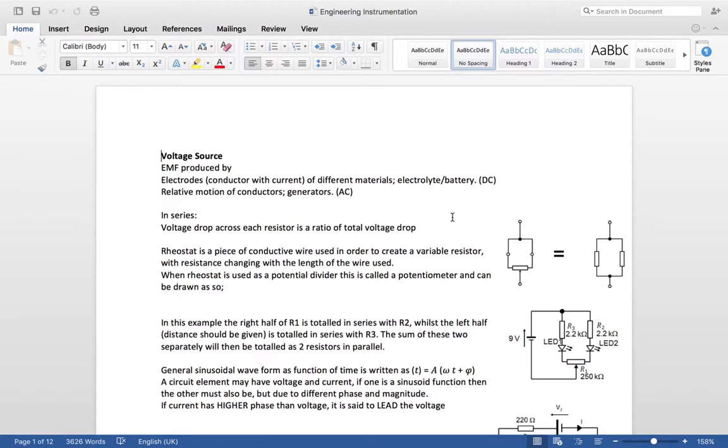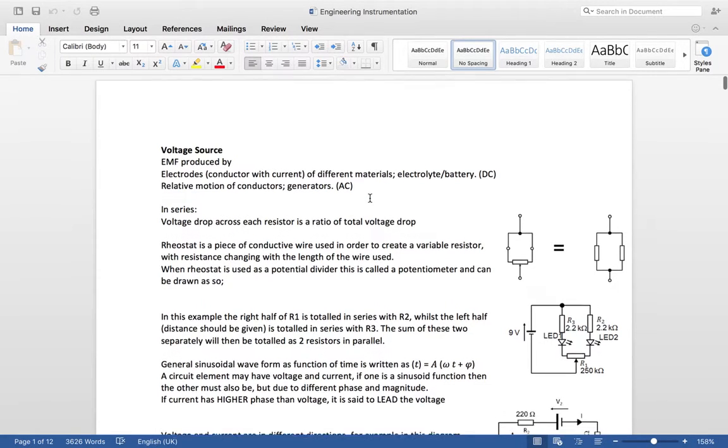Let's go through the basic theoretical stuff of instrumentation. There are two ways to produce voltage. A voltage source can be produced from electrodes of different materials. Electrodes are conductors which produce current. Another way is electrolytes and a battery to produce DC current. Another way is through the relative motion of conductors, which we call generators, and they produce AC current.